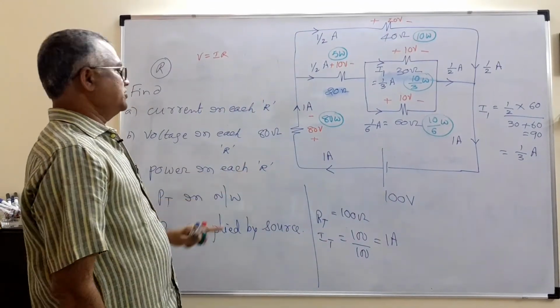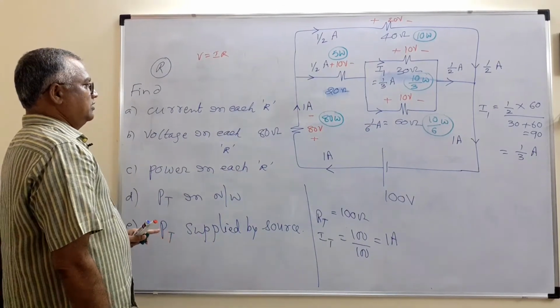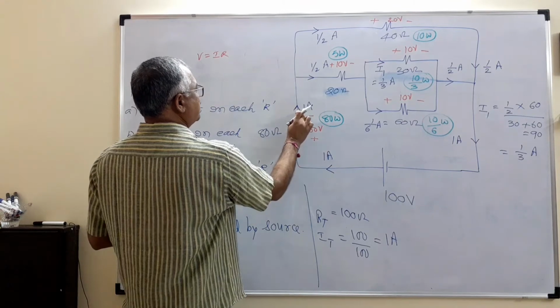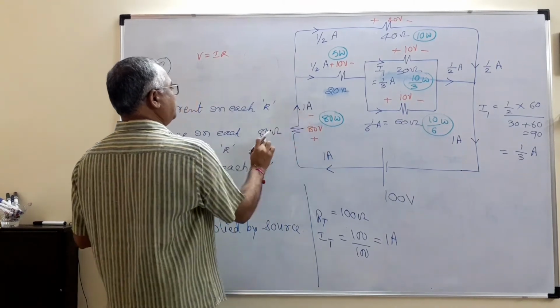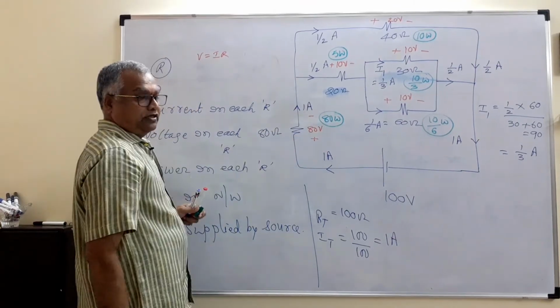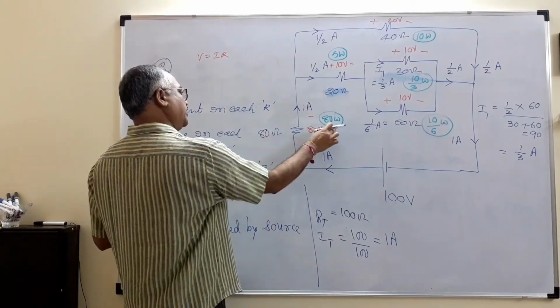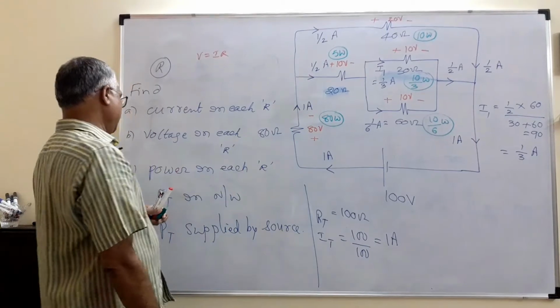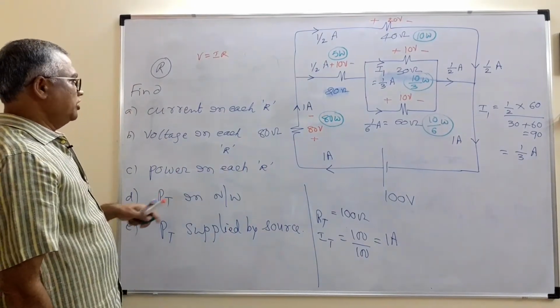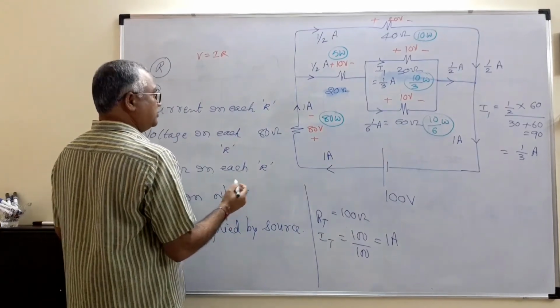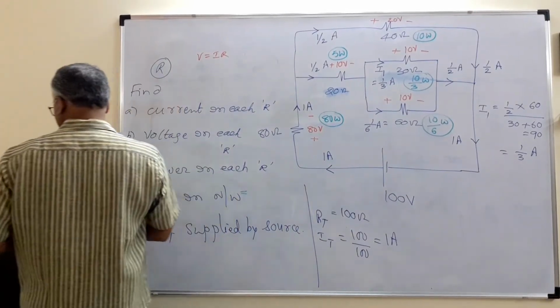Power in each resistor. Everywhere I multiplied voltage into current. You can also use I square R. 1 square into 80 is again the same. V square by R, again you get the same. Any one of the formulas you can apply. Then total power, how do you get it? Total power is simply the sum of them. So add those powers.